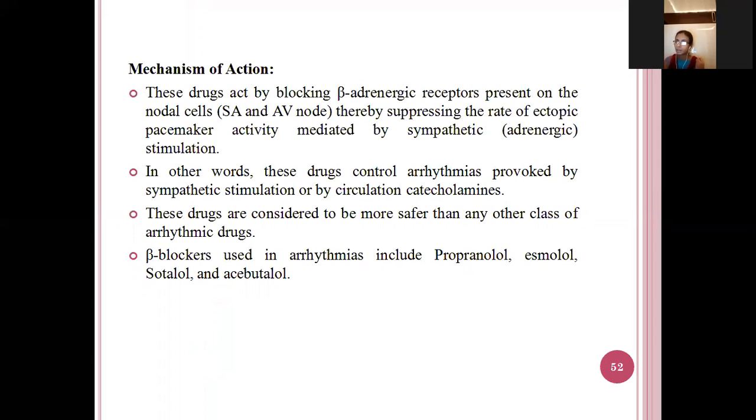And this drug will control the arrhythmias provoked by sympathetic stimulation, and these drugs are considered to be more safe when we compare with the other antiarrhythmic agents. So the beta blockers used in arrhythmias include propranolol, esmolol, sotalol, and acebutolol. So these are the drugs which come under the class 2, that is beta adrenergic blockers. So what it will do, it will block the beta receptors which is responsible for causing the arrhythmias.